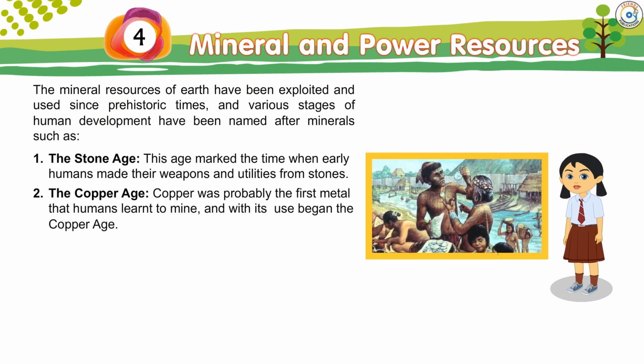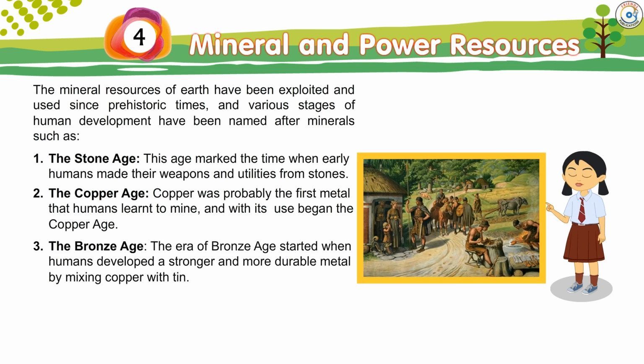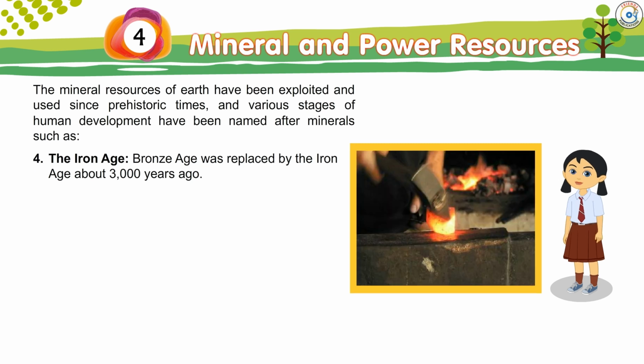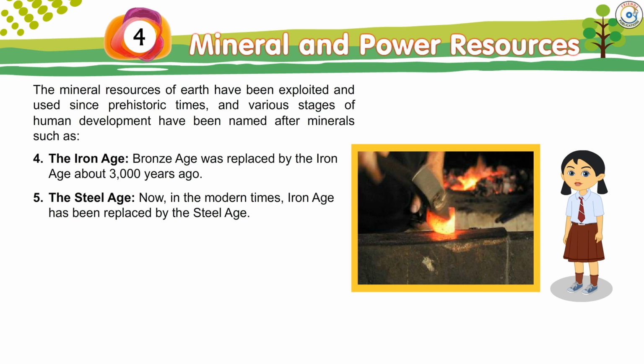The Copper Age. Copper was probably the first metal that humans learnt to mine, and with its use began the Copper Age. The Bronze Age. The era of Bronze Age started when humans developed a stronger and more durable metal by mixing copper with tin. The Iron Age. Bronze Age was replaced by Iron Age about 3,000 years ago. The Steel Age. Now in the modern times, Iron Age has been replaced by the Steel Age.